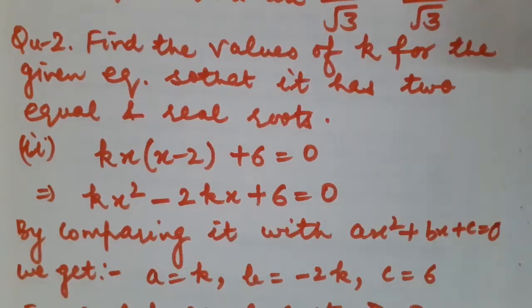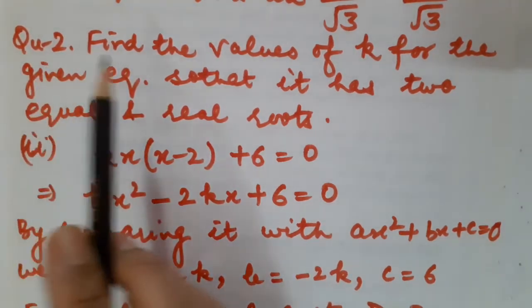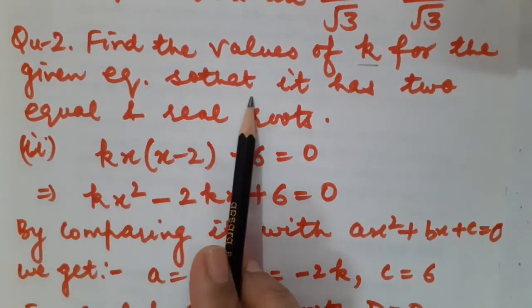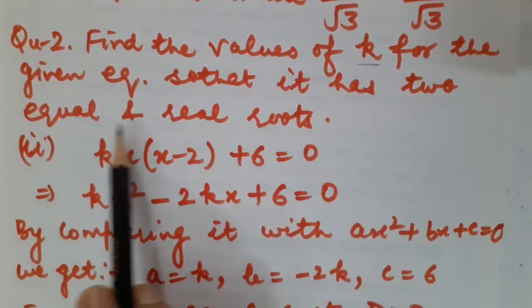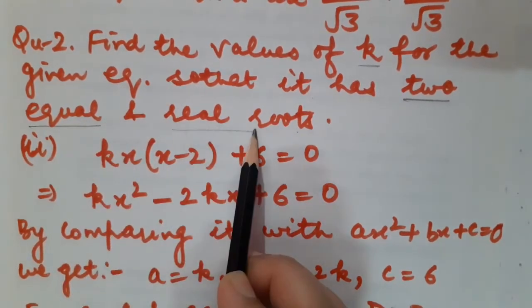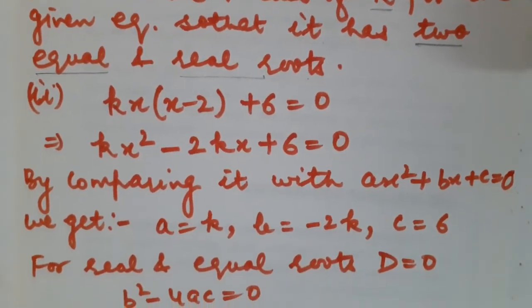Fine, children? Now children, let us switch to the next topic which I am going to cover today. That is the value of the unknown when the nature of roots is given. For that I am going to take question number 2 from exercise 4.4. Find the value of k. Here k is unknown to us, for the given equation so that it has 2 equal and real roots. So you know the condition. What is the condition for equal and real roots? That is discriminant is equal to 0. So this has been given to us that d is equal to 0 and ultimately we will have to find the value of k.